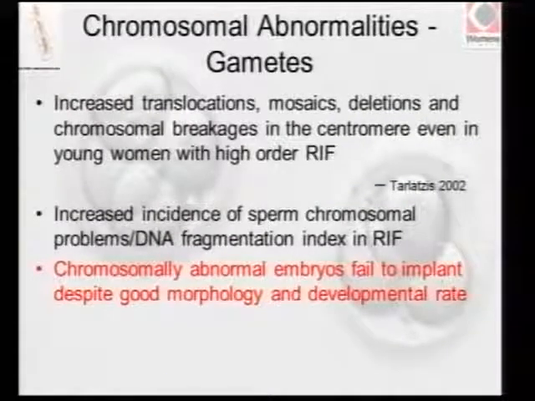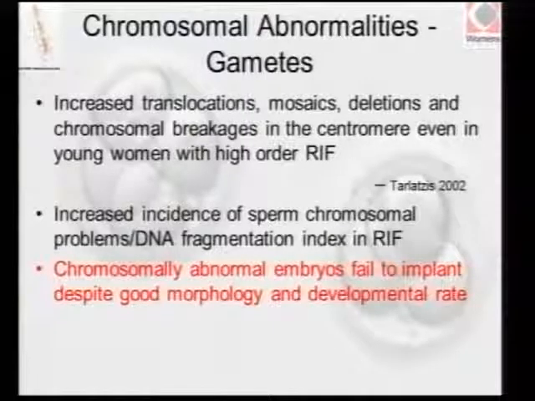And increased translocations, mosaics, deletions, chromosomal breakages in the centromere happen even in young women with high order recurrent implantation failure. So when you have something called recurrent implantation failure, these are the areas that you look at. It's very difficult to diagnose these problems in a woman with the oocyte inside the abdomen, but it's easier to look at the gametes in a man. And we have to be aware of the fact that 50% of the success rate depends on the quality of the sperm as well.